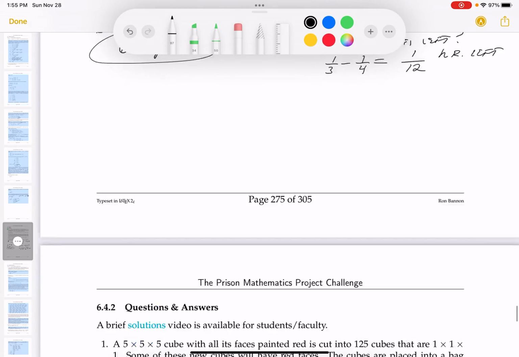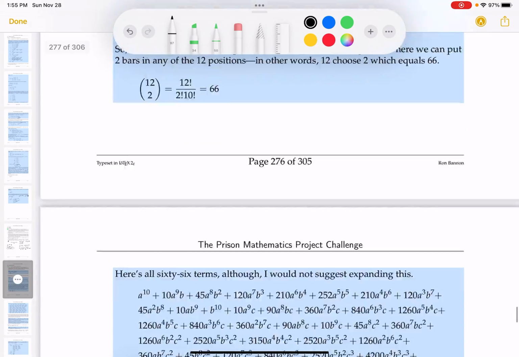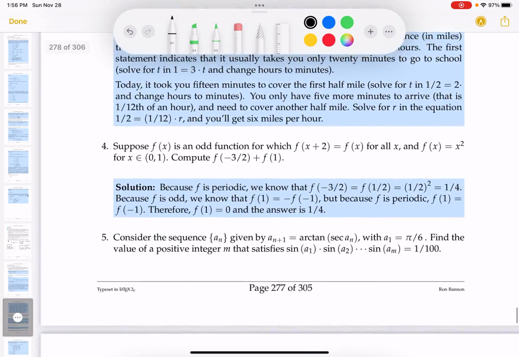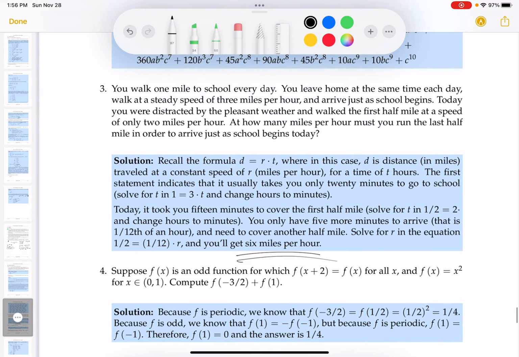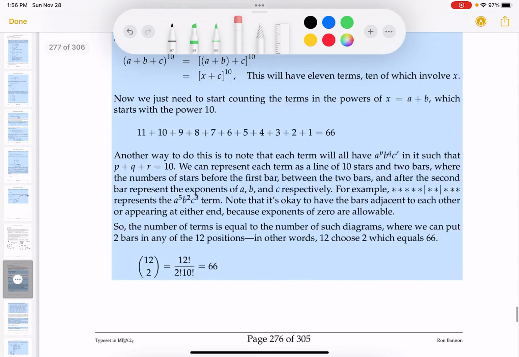All right, let's take a look at the key. This number 3. Yep, 6 miles per hour. All right, let me get my eraser out and look for other problems I can handle.